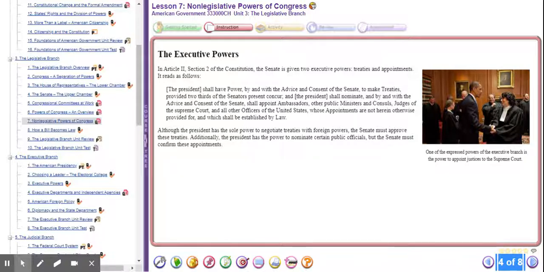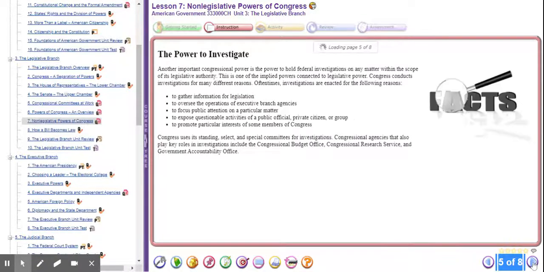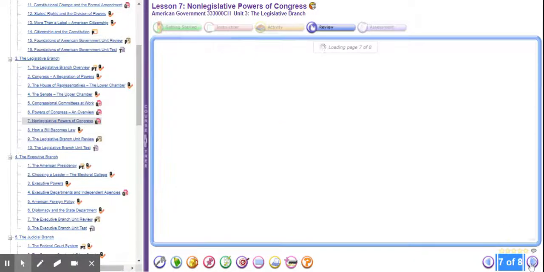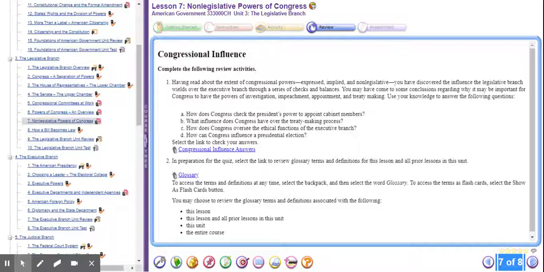Okay. In addition, the Senate has some executive powers, specifically the power to approve treaties with foreign countries and to confirm, as we say, appointments of the president. For example, the president will nominate someone to the Supreme Court, and the Senate meets and discusses and has to approve that person to the Supreme Court. So I'd take a look at that. And then also the power to investigate. And this is a pretty good slide here that explains that. So I would take a good look at that. Okay. And again, you can go through this.